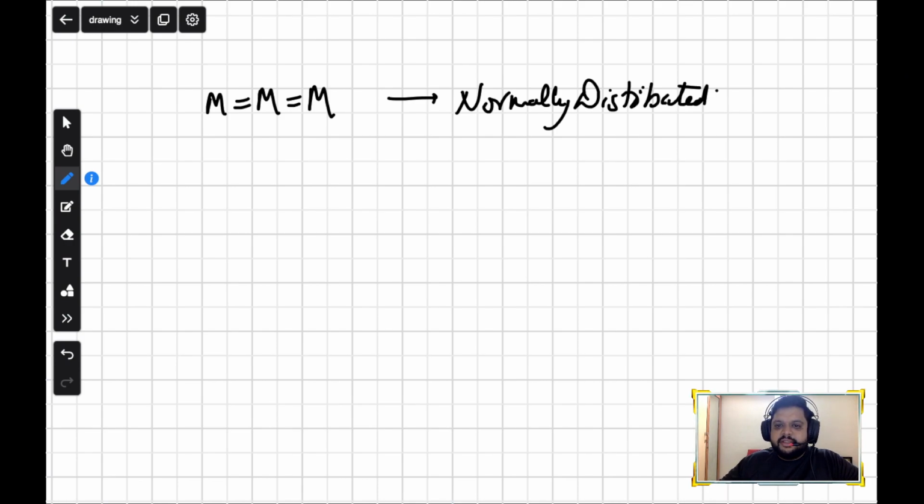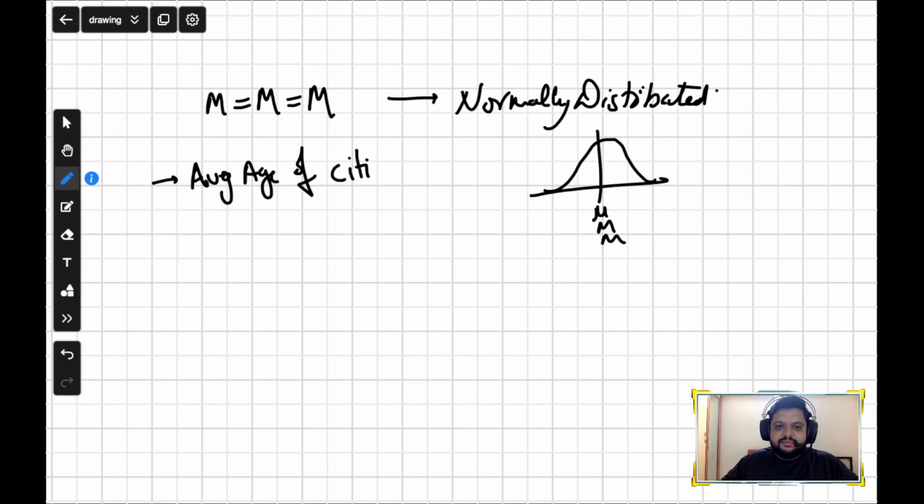Now, how is it normally distributed? It's a kind of Gaussian, where the mean, median, and mode are the same. Suppose we take an example: we make a model which takes the average age of visitors, let's take a small sample, visitors to a society.